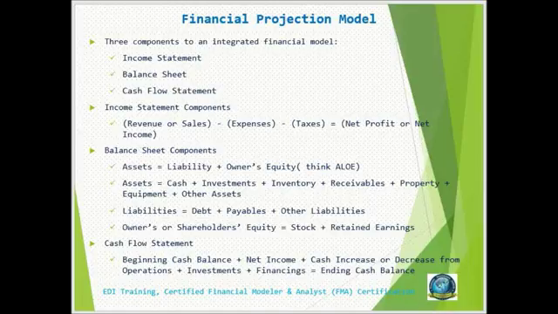The assets typically consist of cash, investments, inventory, receivables, property, plant, and equipment, and any other assets that the company may have. Liabilities typically include things like the debt that's payable, the accounts payable, which you might have to pay out to the suppliers for raw materials, tax liabilities, etc.